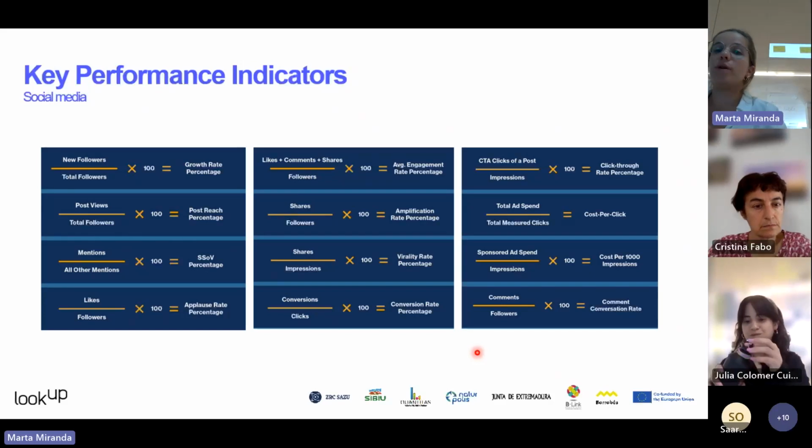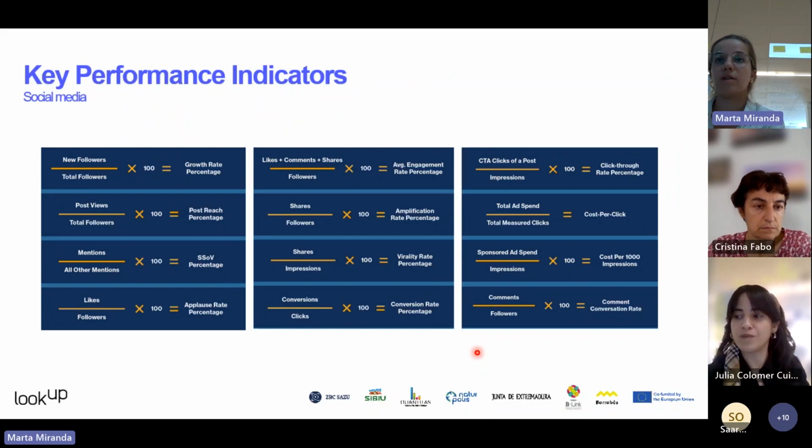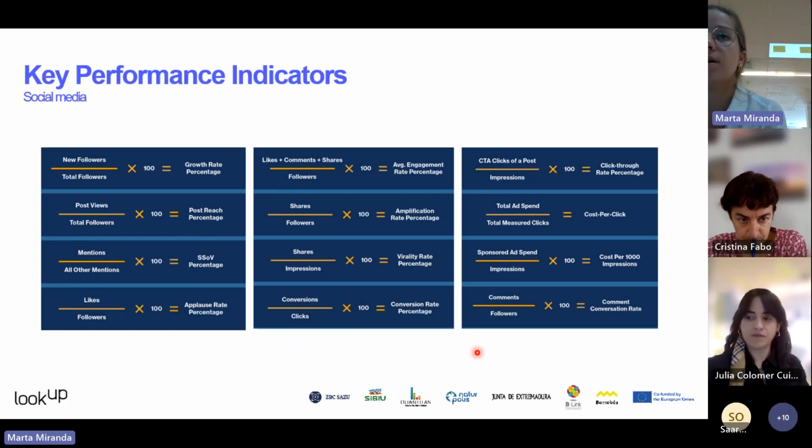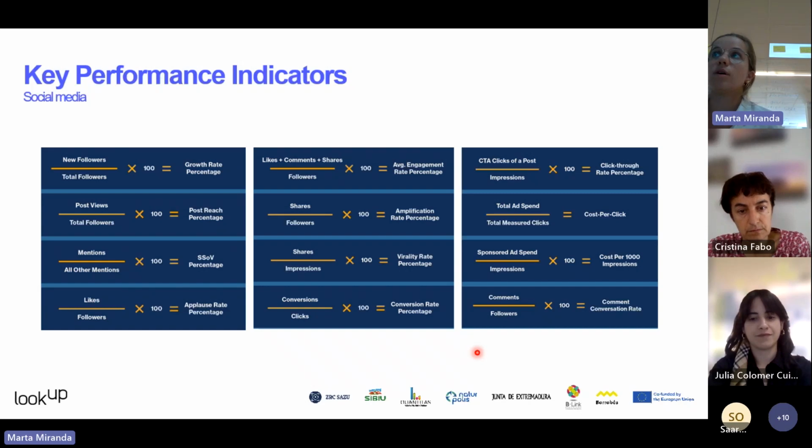Sorry, as I told you, we have here key performance indicators that talk about social media, that are really related to digitization, and we can have as many key performance indicators as you want. We can have the growth rate percentage, the virality rate percentage, and here you can see the formula, that in the end are very quantitative formulas that might help you to measure your performance in social media.